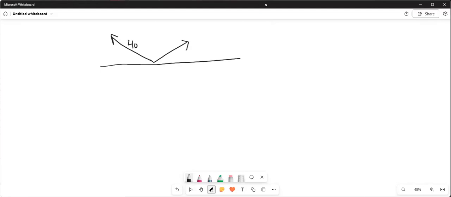Okay, so this is the hypotenuse on the left, hypotenuse on the right. It's 58 degrees here, 22 degrees here.